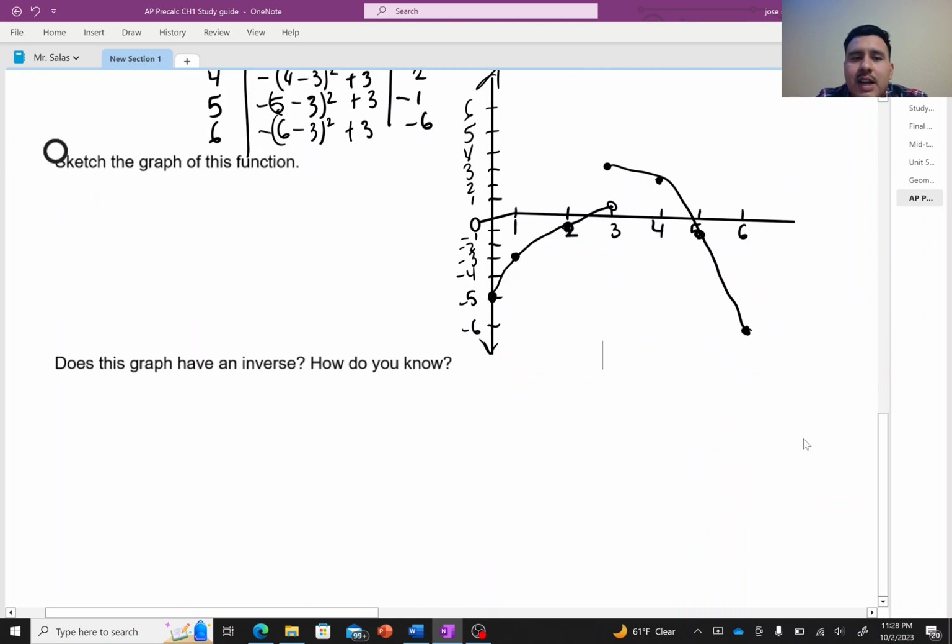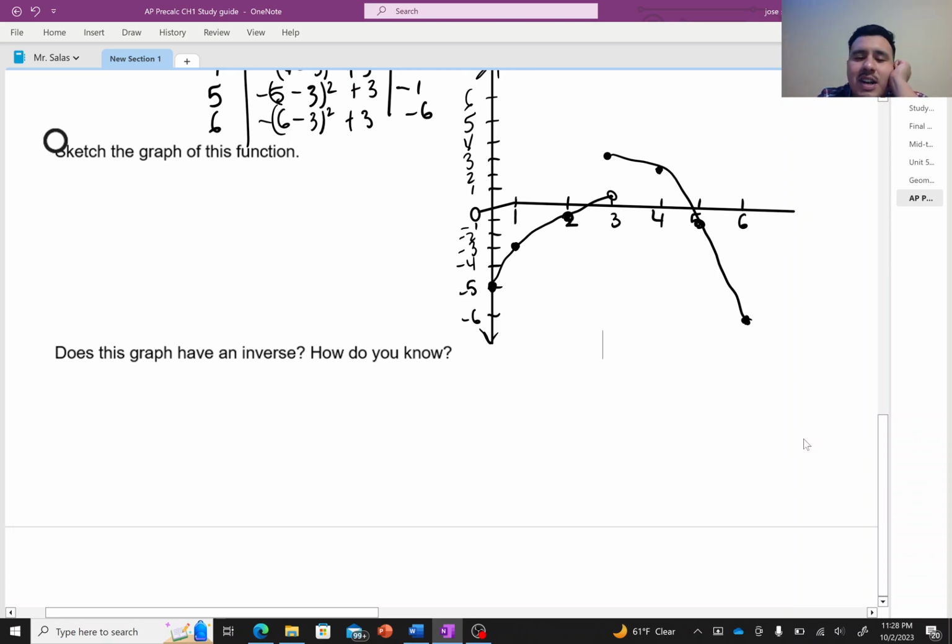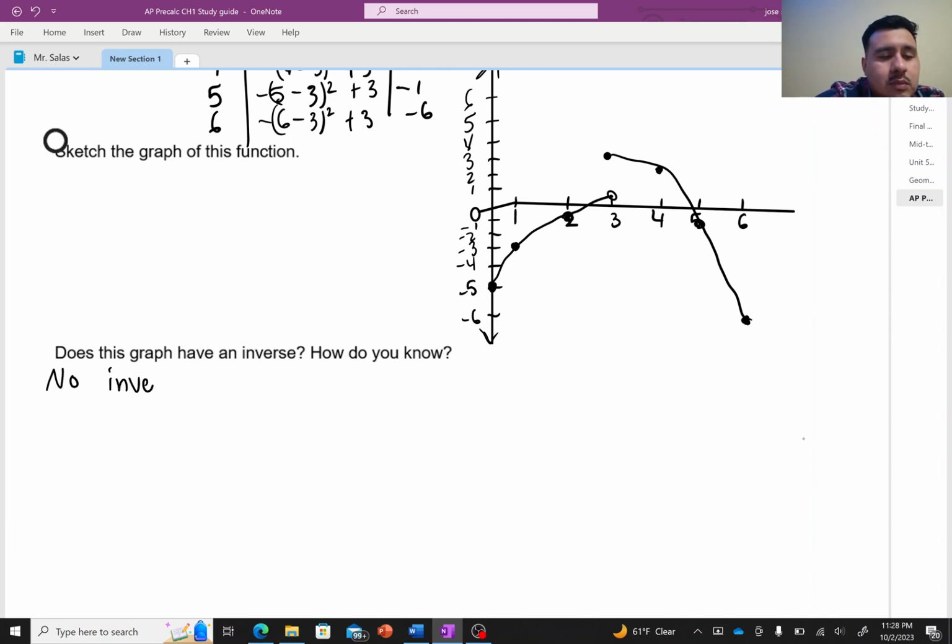Now question, it says, does this graph have an inverse? I'm going to go ahead and tell you, no, it does not have an inverse. How do I know? Because it does not pass the horizontal line test. The horizontal line test is if I take a straight line and run it from top to bottom, or bottom to top, sorry, and I touch more than one point at a single part of my line, then it fails the test and it does not have an inverse.